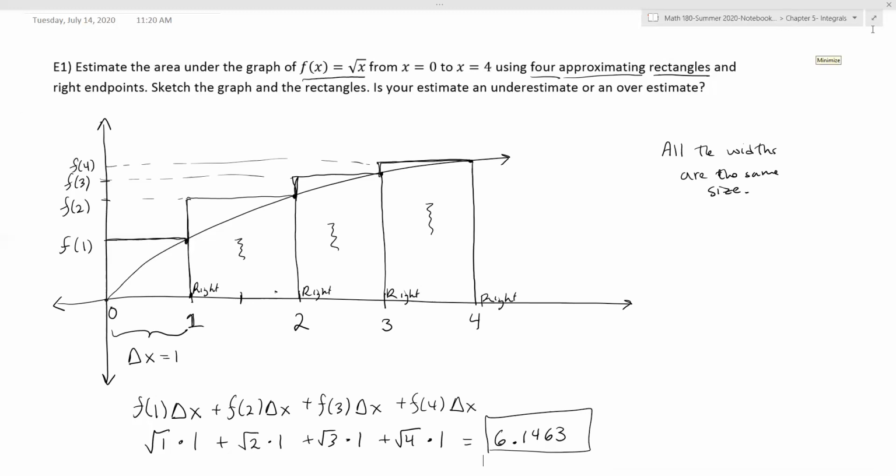Now, look at this. Let's take a look at it, all right? And tell me, do you think that this is going to overestimate the area? Okay, will this overestimate or underestimate the area? And why?